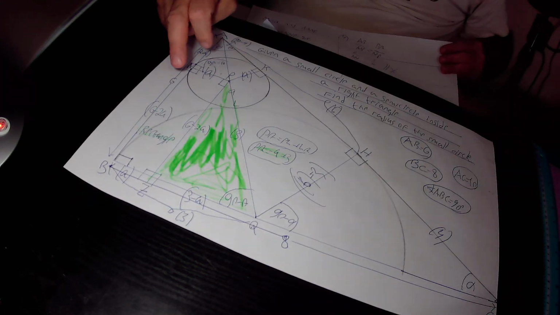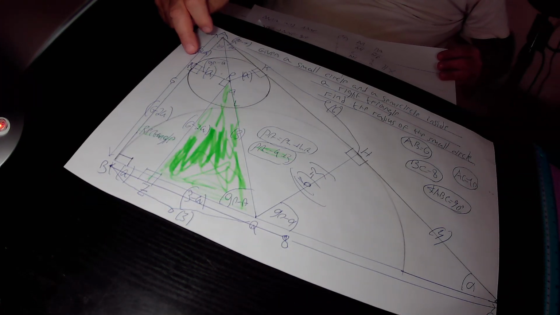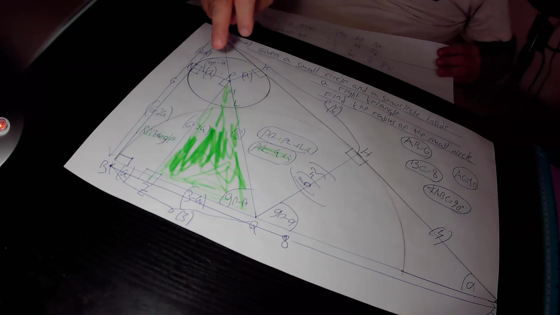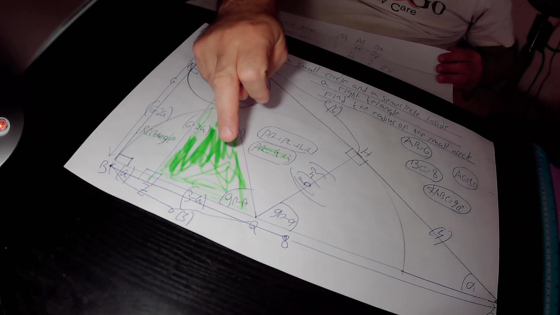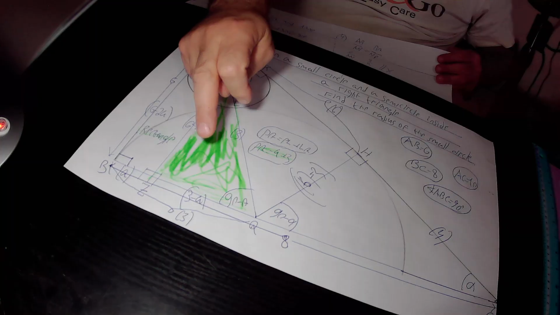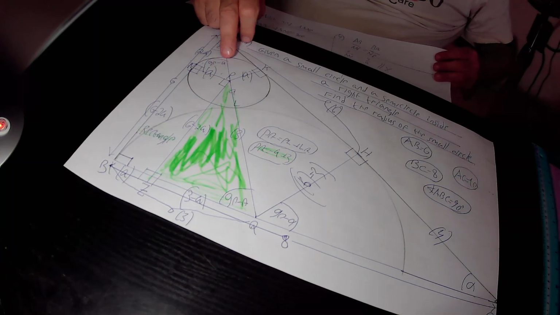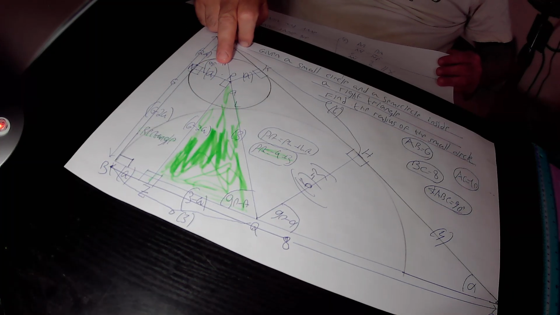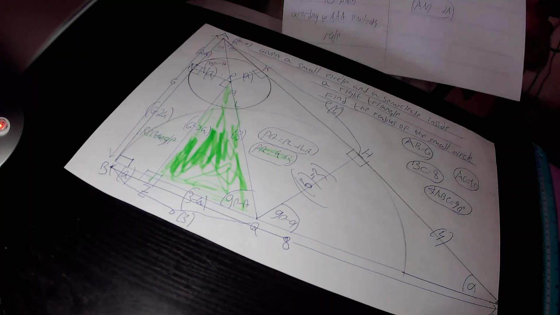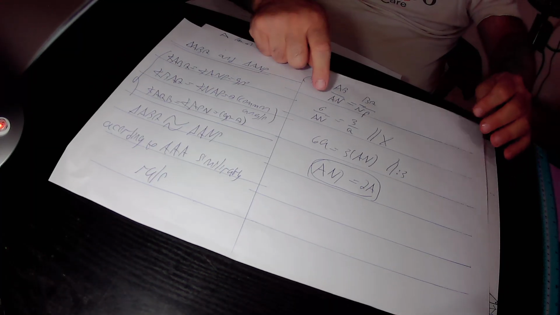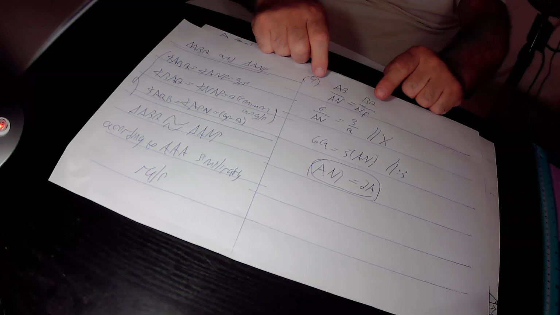AB is 6, AN is the missing side, so we leave it as it is. BQ is 3, it is the radius of the big semicircle, which equals 3 units in length. And finally, NP is A, the radius that we are looking for in this question. So in conclusion, 6 over AN equals 3 over A.